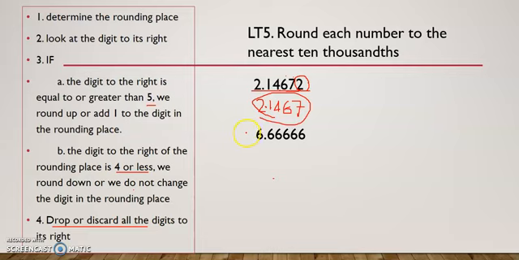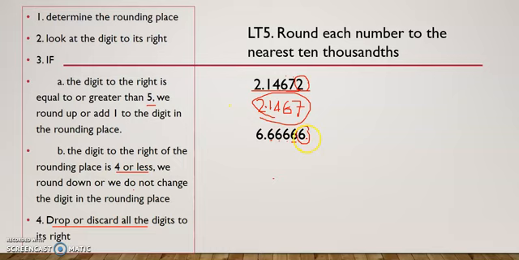Another example. Okay. First, you have to determine the rounding place. Since the instruction is to round the number to the nearest 10,000ths, find the 10,000ths place. This is tenths, hundredths, thousandths, 10,000ths. Okay, so the rounding place has a number 6. Okay, and then look at the digit to its right. Tingnan agad yung number na nasa kanan ng rounding place.